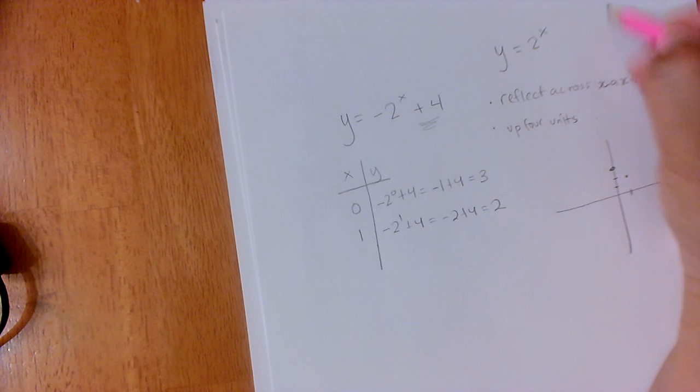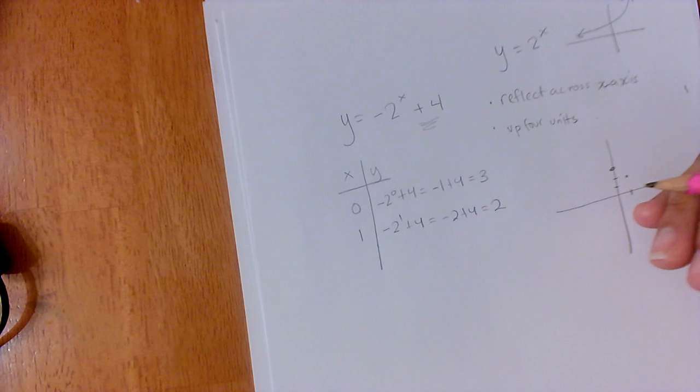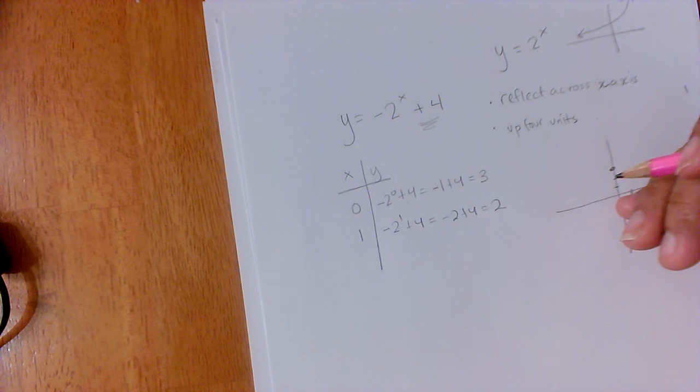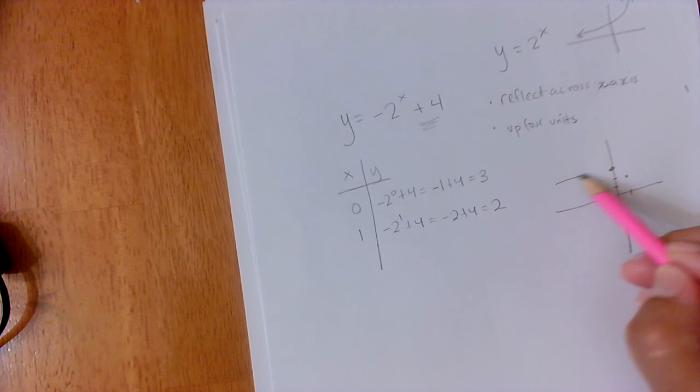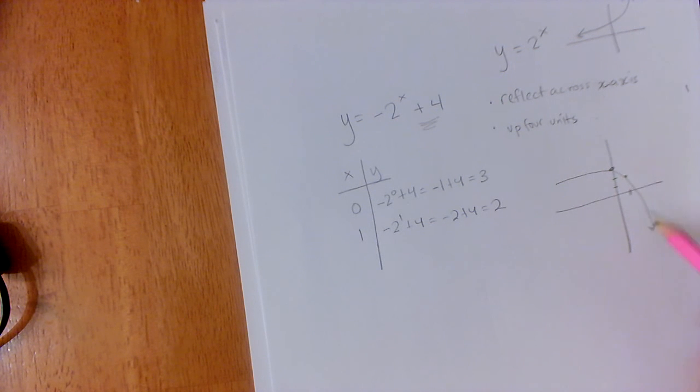Remember, this graph, 2 to the x, originally looks something like this. We have flipped it upside down, and we have asked it to go up, and so now it's going to look something like this.